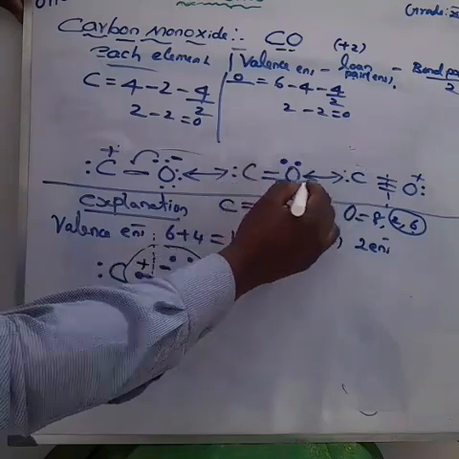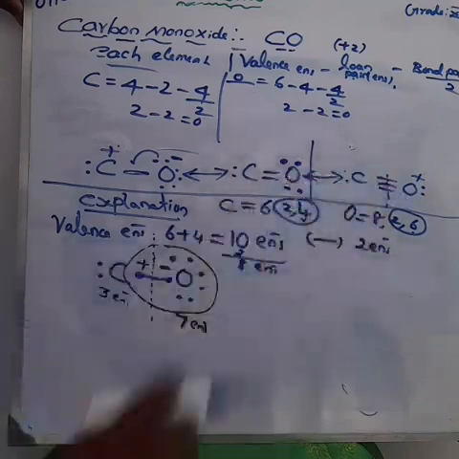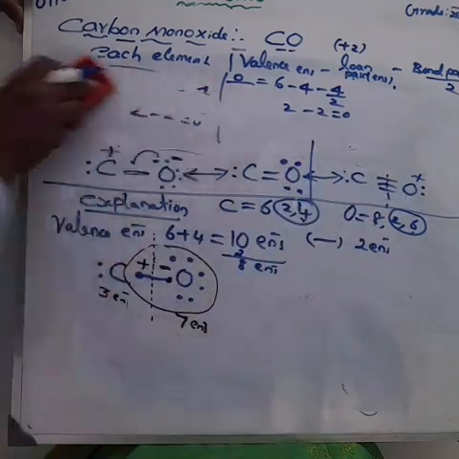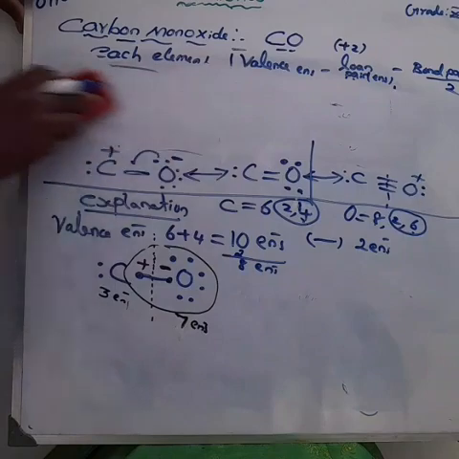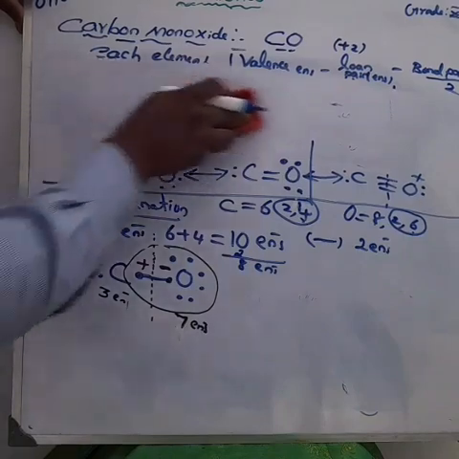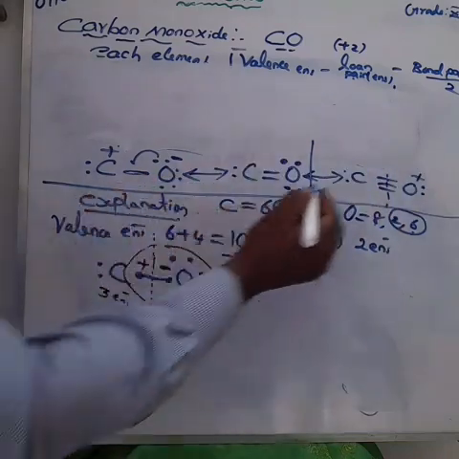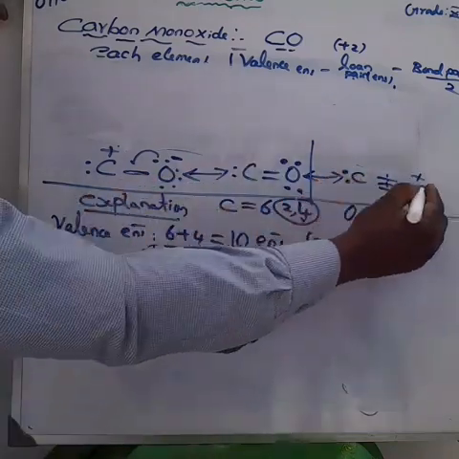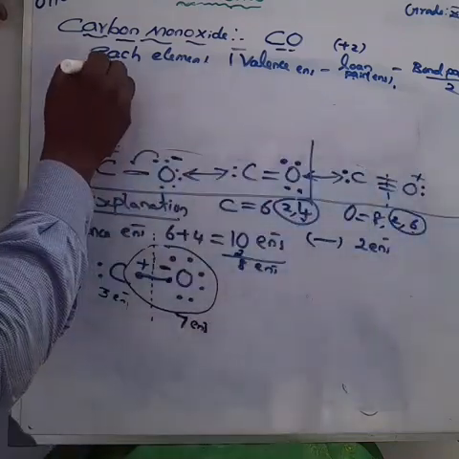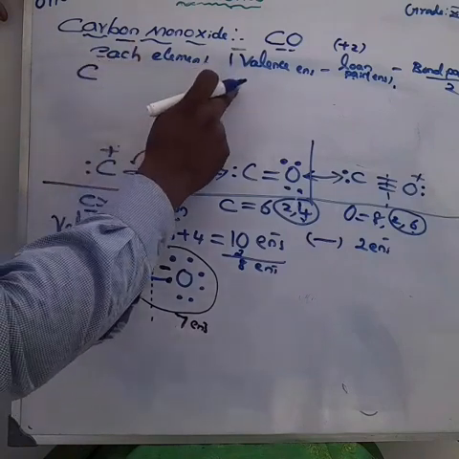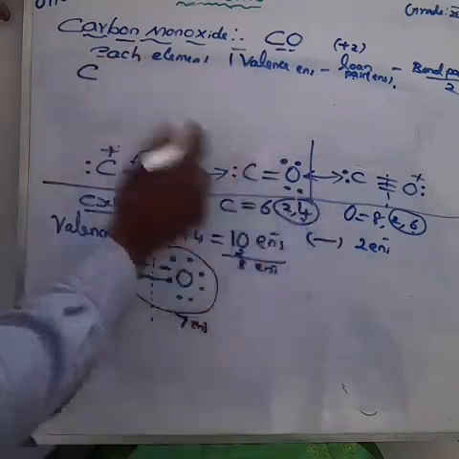Next one. The last form, carbon triple bond oxygen. How can you find this out? Carbon also has 2 electrons as a lone pair, oxygen also has 2 electrons. How can you find the charge for this compound? For example, I am taking carbon. What is the formula? Valence electron of carbon is how much? 4 is the valence electron.